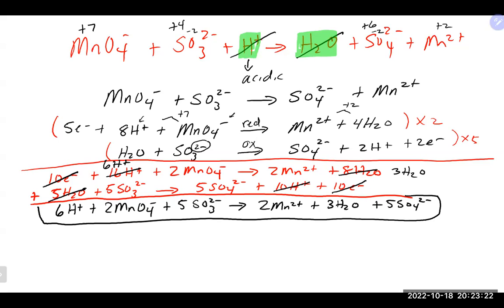I have 6 hydrogens on the left, 6 on the right, 2 Mns on the left, 2 on the right. I have 2 times 4, which is 8 oxygens, and another 15 over there, which is a lot of oxygens, 23, I think. Over here, I have 3 oxygens there and 20 here, which is 23. 5 sulfurs, 5 sulfurs. Overall charge on the left is plus 6 and minus 2 is plus 4 and minus 10 is like minus 6, I think, if I did that math right, or maybe not. So that is minus 10 and plus 4 is minus 6. I did the math right. That's good. So we are balanced on each side.